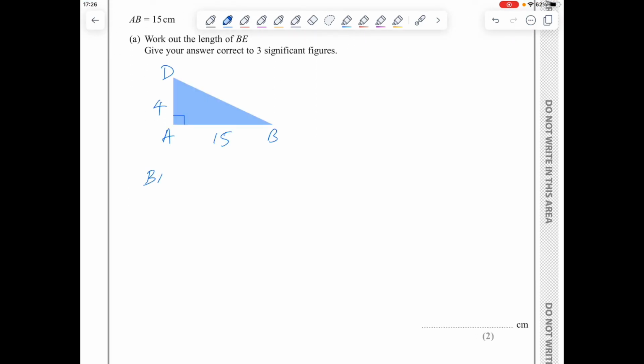So BD squared is equal to 4 squared plus 15 squared. This comes out to be 241. So BD is equal to the square root of 241. As I said before, this is the base of the red triangle. And now if I extract that red triangle from before, I'll get the following.